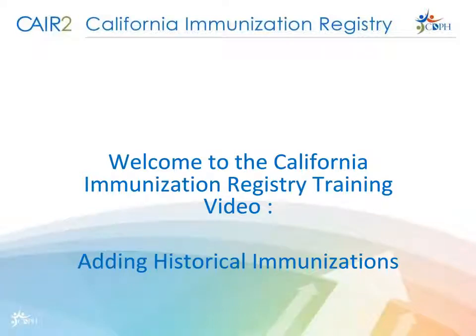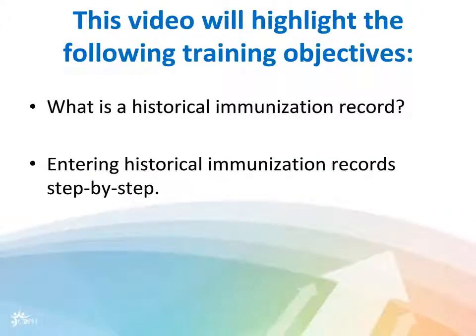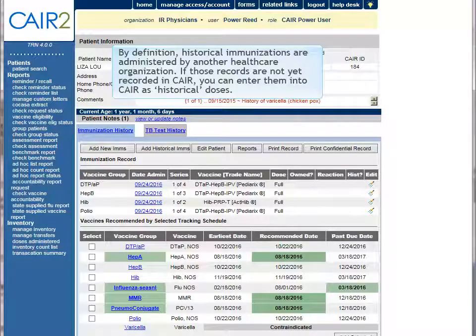Welcome to the California Immunization Registry training video, Adding Historical Immunizations. This video will highlight the following training objectives: what is a historical immunization record, and entering historical immunization records step by step. By definition, historical immunizations are administered by another healthcare organization. If those records are not yet recorded in CAIR, you can enter them into CAIR as historical doses.